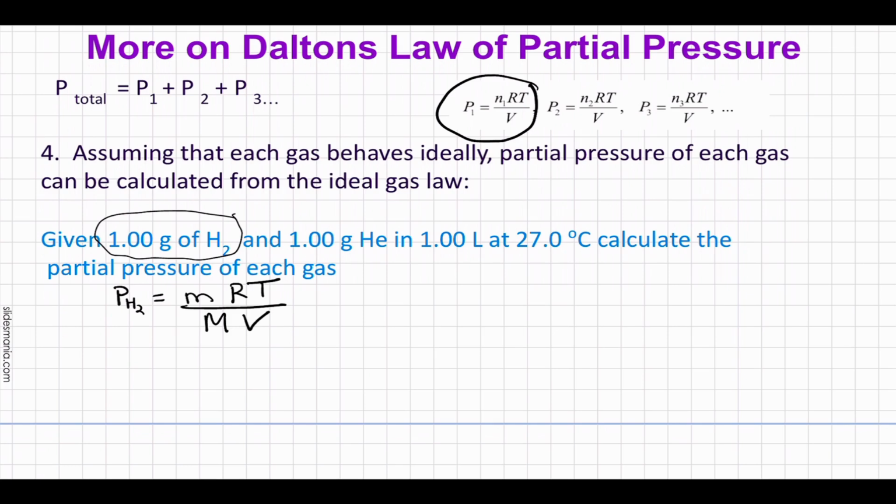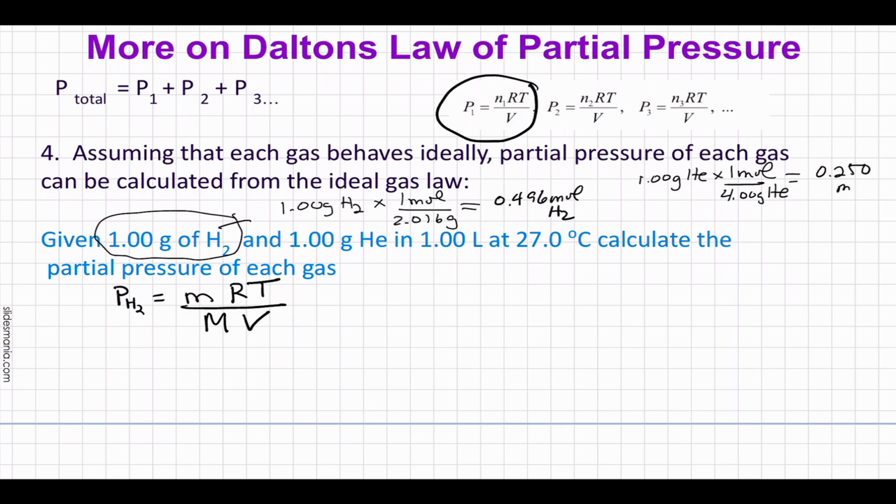Don't have to do that. If you want, you can take your 1 gram of hydrogen and convert to moles right away. But I'm going to do it this way just because we've been doing these substitutions. But if you did it the other way, like here, you would get 0.496 moles of hydrogen. And then similarly, you're going to do a problem with the helium. You would take your grams of helium, and essentially you're dividing by 4 because that's the molar mass, and you would get 0.250 moles of helium. But I'm going to do it this way.